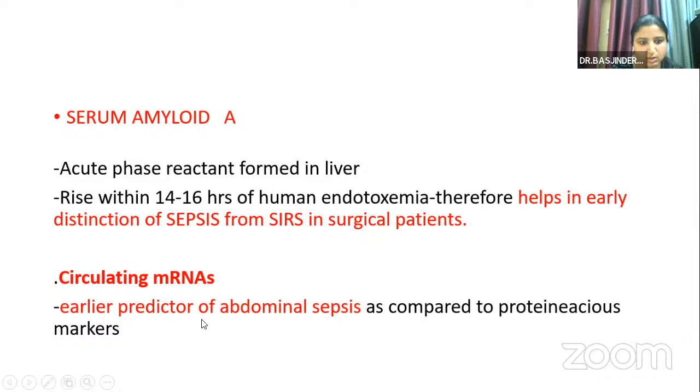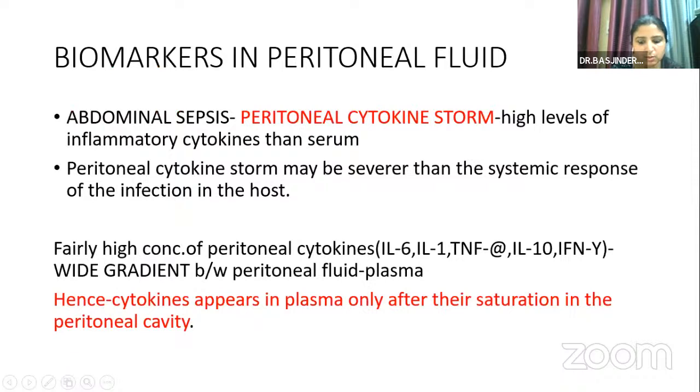Circulating messenger RNAs are earlier predictors of abdominal sepsis as compared to all the proteinaceous markers which I have discussed now. These are the genomics. So these are the earlier predictors. But as I mentioned, there are many studies still to be done to come to a conclusion regarding messenger RNAs.